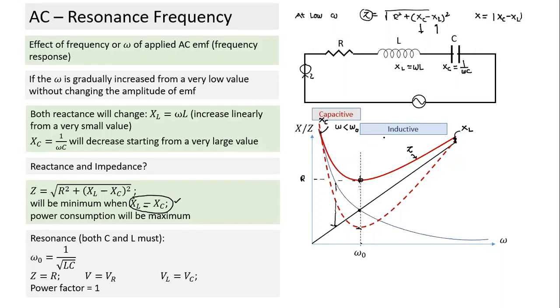When frequency is greater than omega naught, it becomes an inductive circuit. That is also pretty simple. I think it's easy to understand. So whenever XC is greater, it is capacitive. When XL is greater, it is inductive.